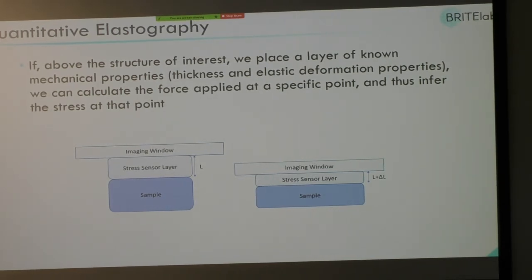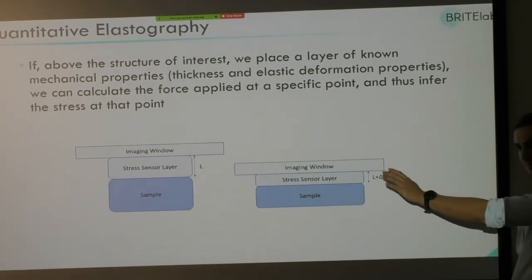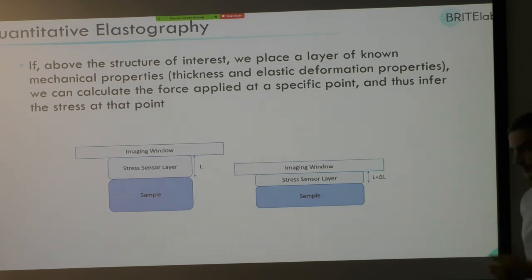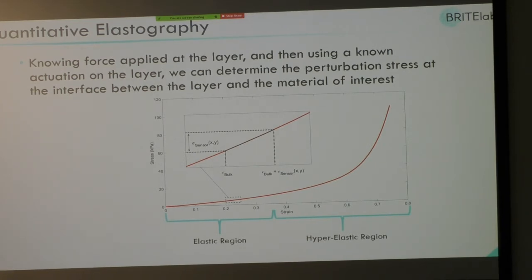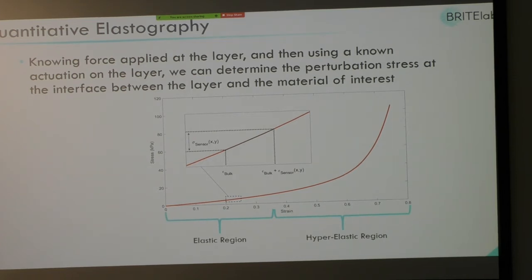If we apply a transparent sensor layer before the sample with known mechanical properties, we can come up with a measure of how much force or stress is applied across the surface of the tissue. And if we then assume that that stress is constant at depth, we can work out the elasticity, the Young's modulus or elastic modulus, within the sample itself.